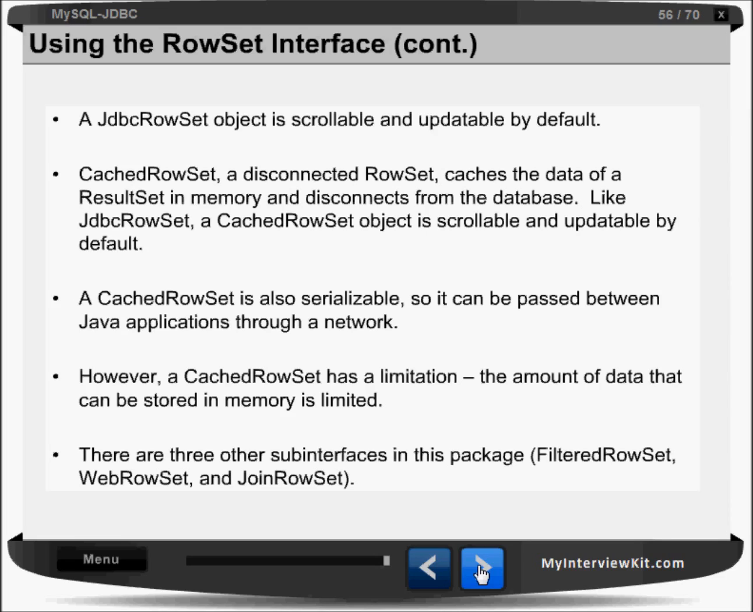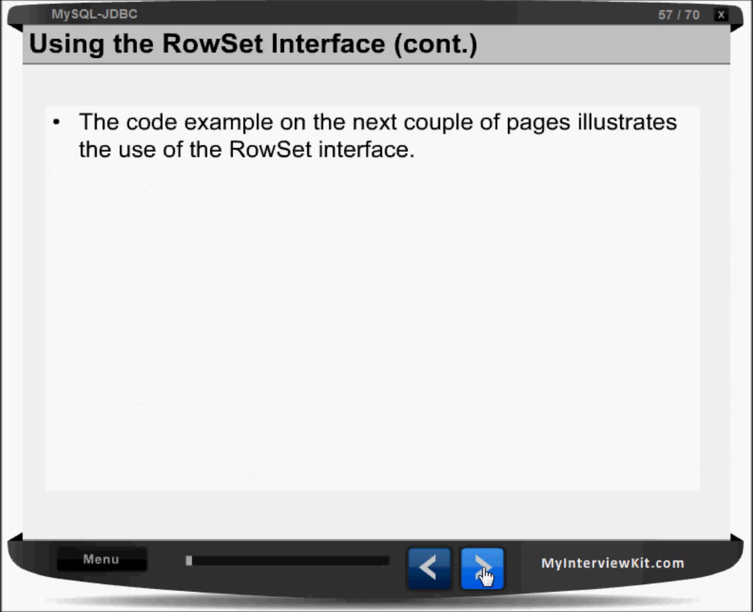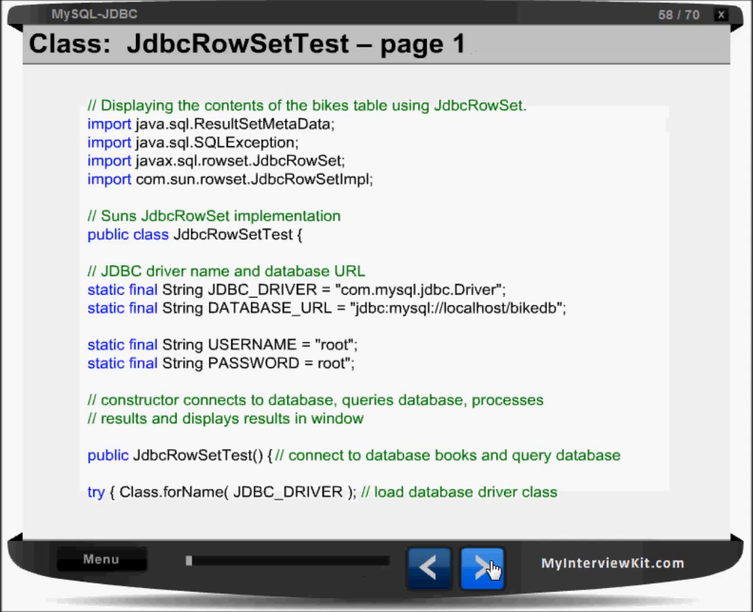There are three other sub-interfaces in this package: FilteredRowSet, WebRowSet, and JoinRowSet. So if you can see this example here, what we are doing now, just a driver, and we are having one URL here. This is my driver and URL, and this is username, password here, right? And now we are writing Class.forName. So just loading the driver at this place.